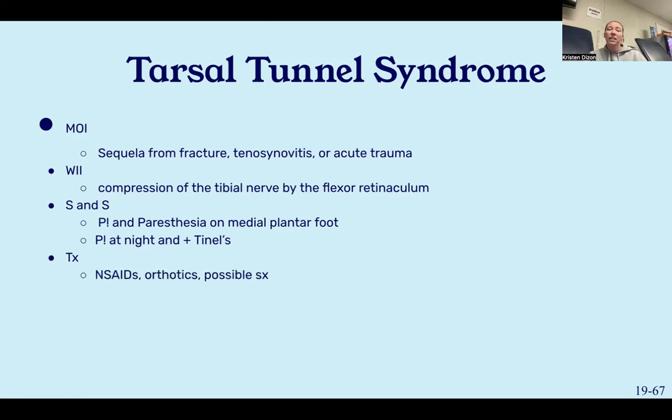Treatment of this is going to be NSAIDs, so non-steroidal anti-inflammatory drugs. I can use some orthotics because if I can make sure my arch is not collapsing, then I can allow myself to have more space on that tibial side. And then maybe you could have surgery if it's really, really bad. It's not very common. Carpal tunnel syndrome in your hand is really common. Tarsal tunnel syndrome, I don't see very often.